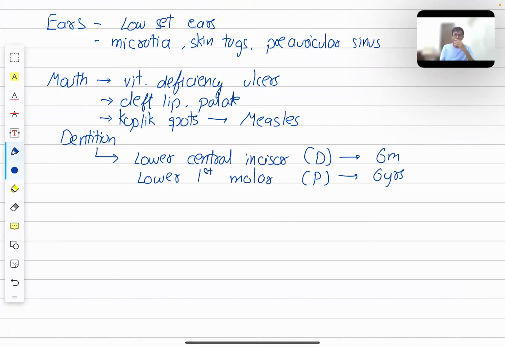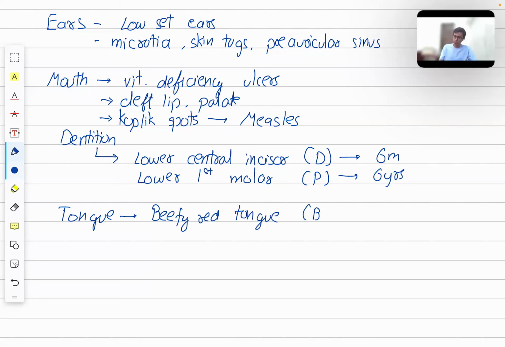Next, what are the abnormalities that you can expect in the tongue? A beefy red tongue may be seen in cases of B12 deficiency, and a strawberry tongue, a very famous MCQ, is seen in Kawasaki disease.